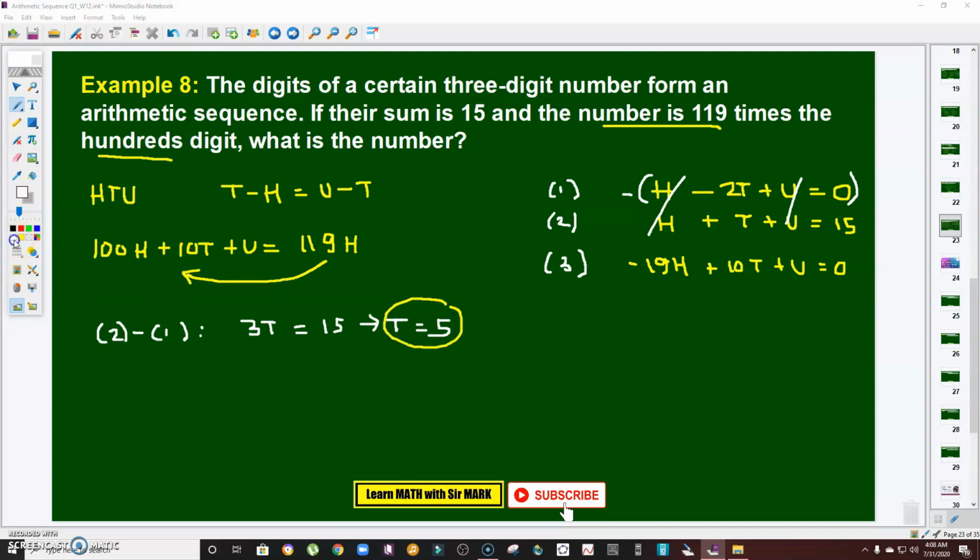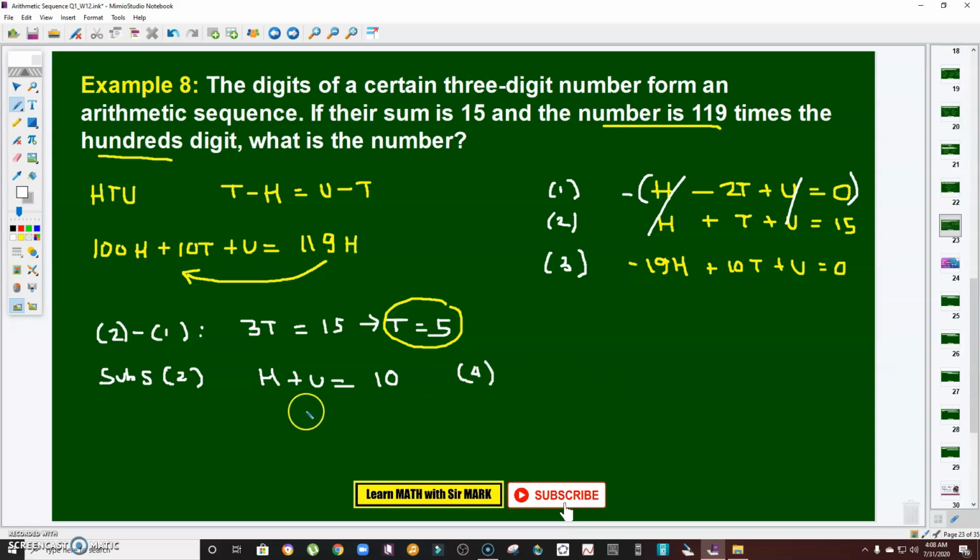Now, if I'm going to substitute, gawin natin sunod. Since meron na akong T, I'm going to substitute T in equation number 2. That will give me H plus U equals, kung 5 yan, transpose ko, that will be equal to 10. Okay? That will be equal to 10. So, allow me to call this equation number 4.